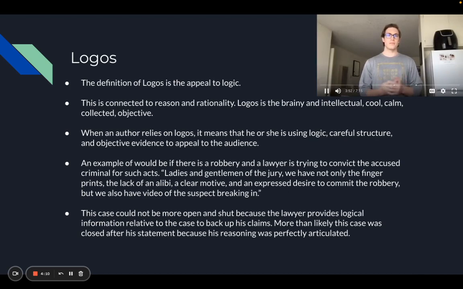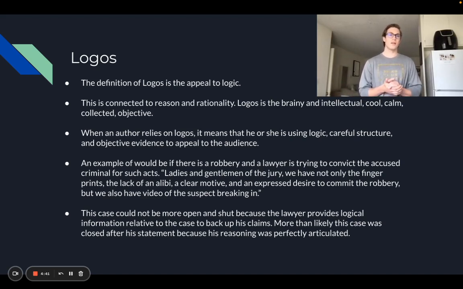Here we have logos. The definition of logos is the appeal to logic. This is connected to reason and rationality. Logos, if you will, is the brainy and intellectual, cool, calm, collected, and objective side of the persuasion. When an argument relies on logos, it means that he or she is using logic to carefully structure his sentences and the objective evidence to appeal to the audience.